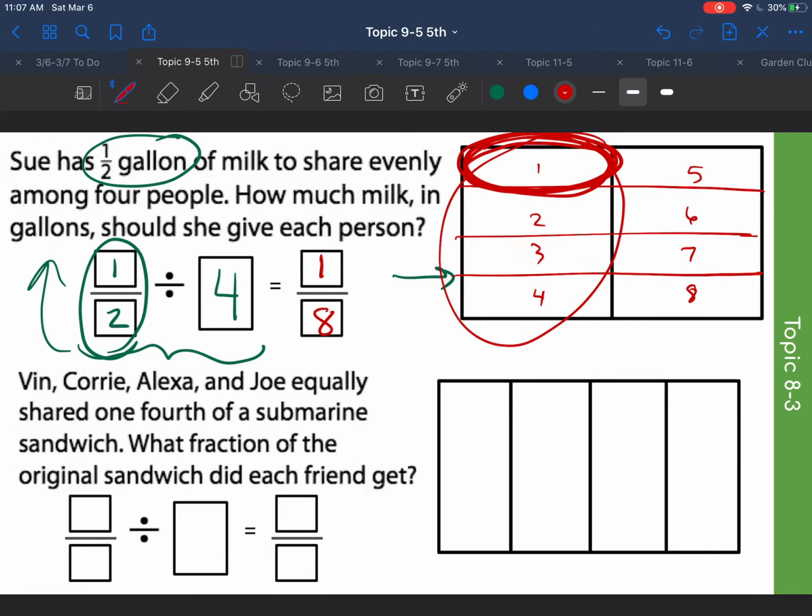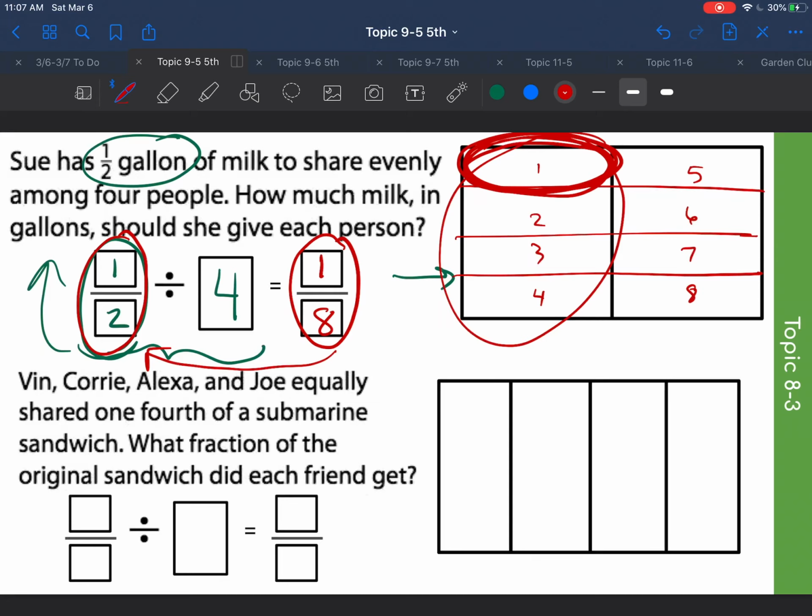Okay, and it makes sense because Sue only had half a gallon to start with. And if you're starting with half a gallon and you're splitting that half gallon into 4 equal parts, you know that what each person is going to get is going to be even smaller than what you started with. Okay? And you may be seeing a little pattern, and we're going to be talking about that pattern as well. Okay, so let's look at the next one.